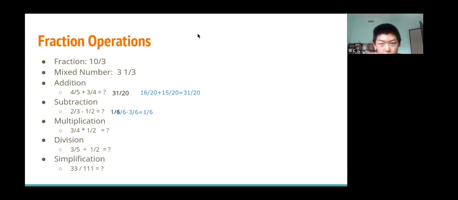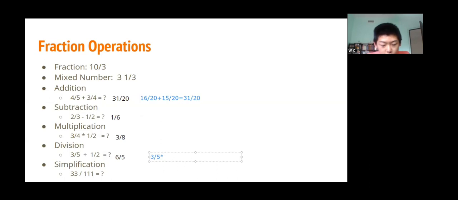With multiplication, you multiply the numerators and the denominators. So it's 3/8. In division, you flip the second number and you multiply. So with division, you end up with 3/5 times 2 over 1 equals 6 over 5.